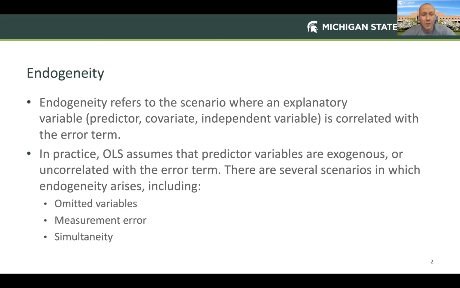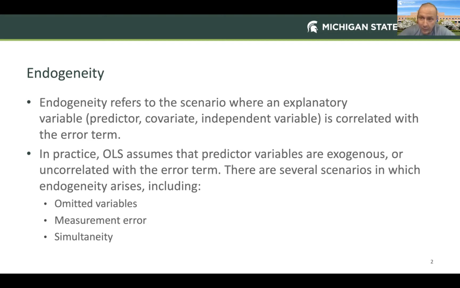Okay. And so endogeneity basically refers broadly to the circumstance where at least one of our explanatory variables of interest, so our predictor or covariate or independent variable, basically our x's, is correlated with the error term. And when that arises, we potentially could run into biased parameter estimates. So we could overestimate or underestimate the actual relationship between y and that specific x.